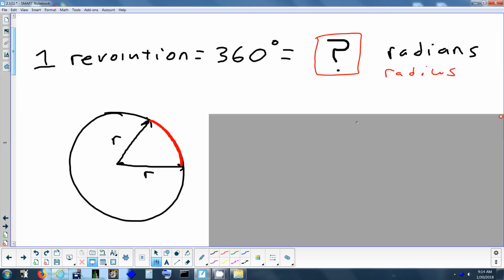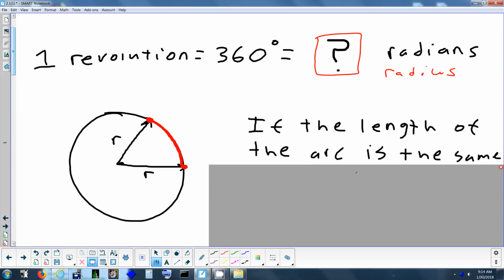That angle has two rays. The rays come out from the center. They hit the circumference here and here. Between those two dots, I've drawn an arc, connecting this point to this point. Any questions on the diagram? All right.